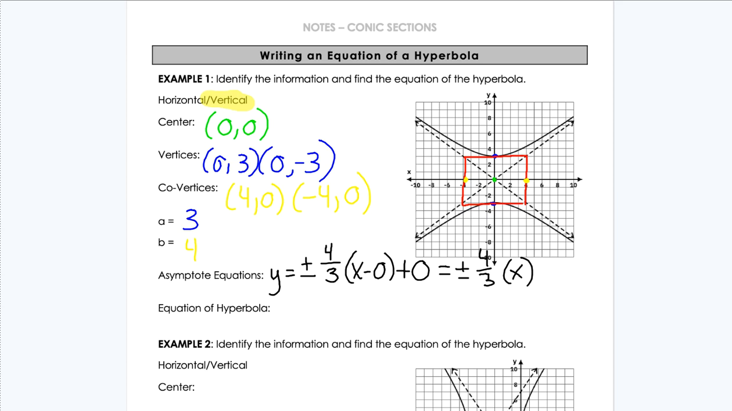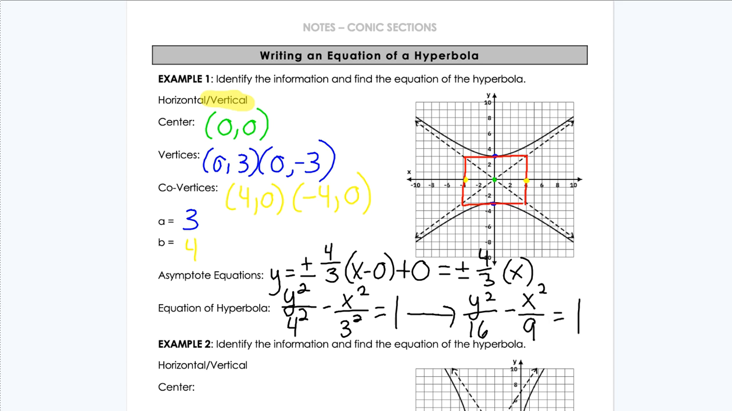All right, and then we can also write our equation of our hyperbola now. So since it is vertically oriented, that means that we start with our y's. So I would do y minus the h, but remember h is 0, so I'm just going to leave it as y squared over our b value squared. So that would be 4 squared minus x, and then again minus h, but our h value is 0, so I'm just going to leave it as x squared over a squared equals 1. When I simplify that, I'm going to get y squared over 16 minus x squared over 9 equals 1. That's my final equation of my hyperbola.